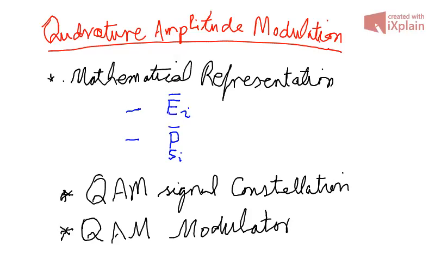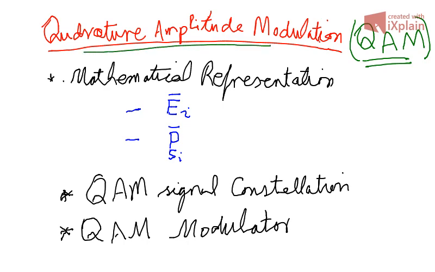Today we will learn about quadrature amplitude modulation, or usually we call it QAM. Sometimes you will see QAM written in the text as quadrature amplitude modulation. Initially we will discuss the concept of this modulation scheme.